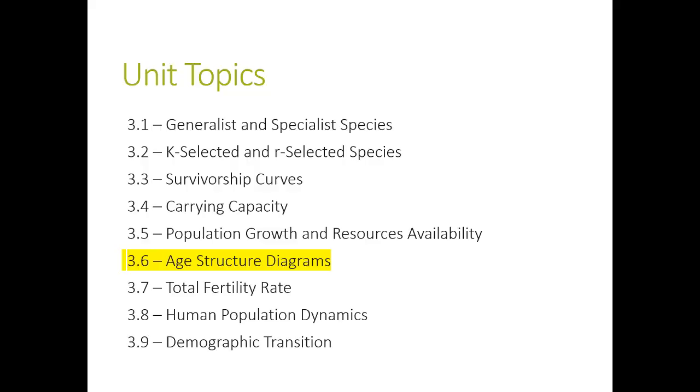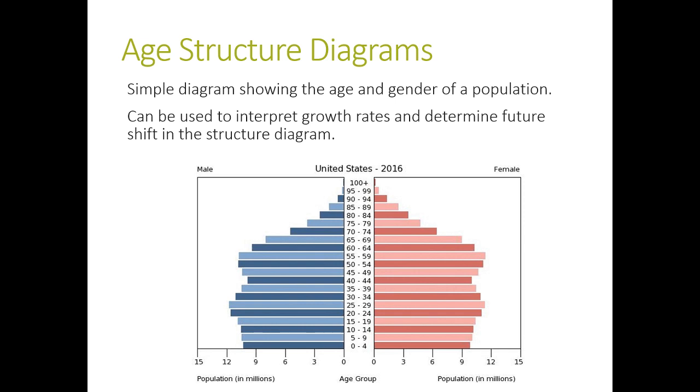Alright, so this 100% video is going to be all about age structure diagrams, which are a very important and useful graph that we can use to study population and how human population in particular changes based on the age of a population. So an age structure diagram is very simple. It just shows the age and gender of a population at any given time. So this is the age structure diagram of the United States in 2016.